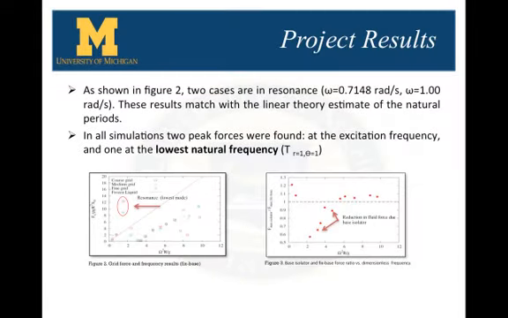Figure 2 displays the results for the coarse, medium, and fine grid. For the fixed base case, the purple line in the figure represents the frozen liquid. As shown, 2 cases are in resonance, for the frequencies of 0.71 and 1 radians per second. These results match with the linear theory estimates of the natural periods. In all simulations, 2 peak forces were found, 1 at the excitation frequency and 1 at the lowest natural frequency.